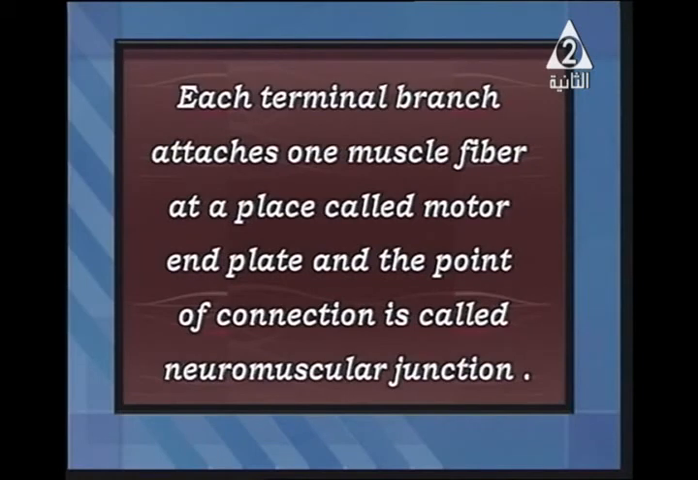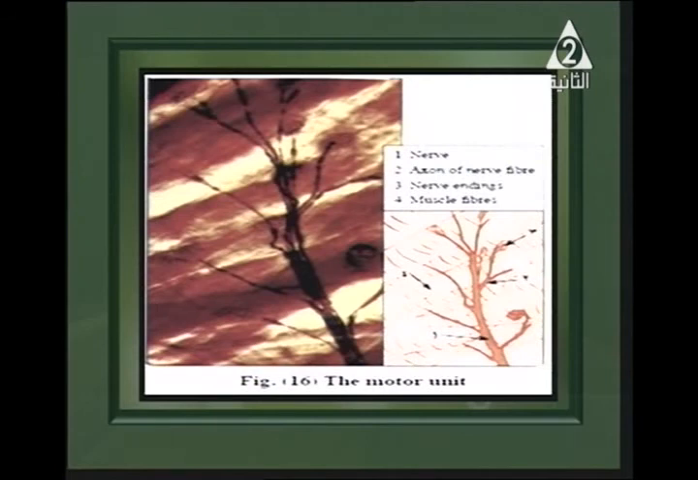Each terminal branch attaches to one muscle fiber at a place called the motor end plate, and the point of connection is called the neuromuscular junction. Again, each terminal branch attaches to what? One muscle fiber at the motor end plate. What about the other end? The connection is called the neuromuscular junction. And this is the shape or form of the motor unit: different branches, and each one of them is connected by 2 points.